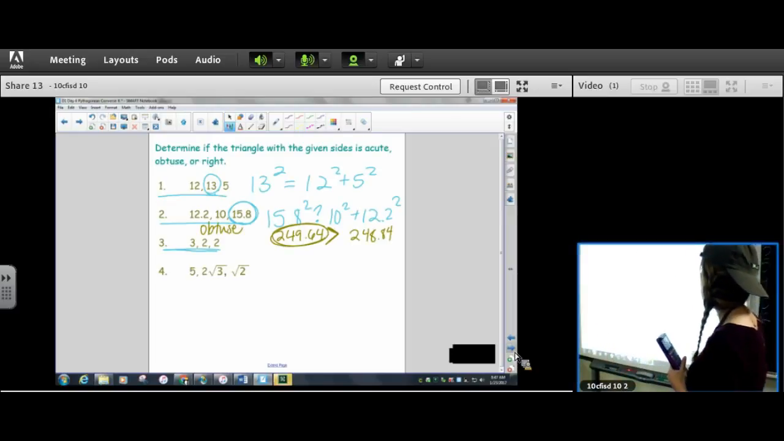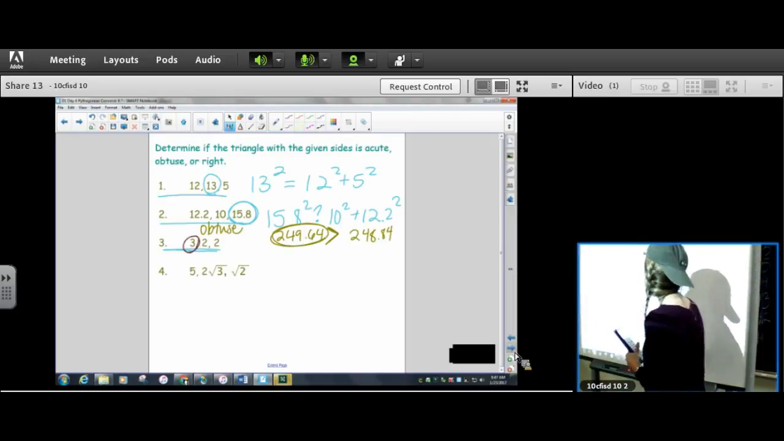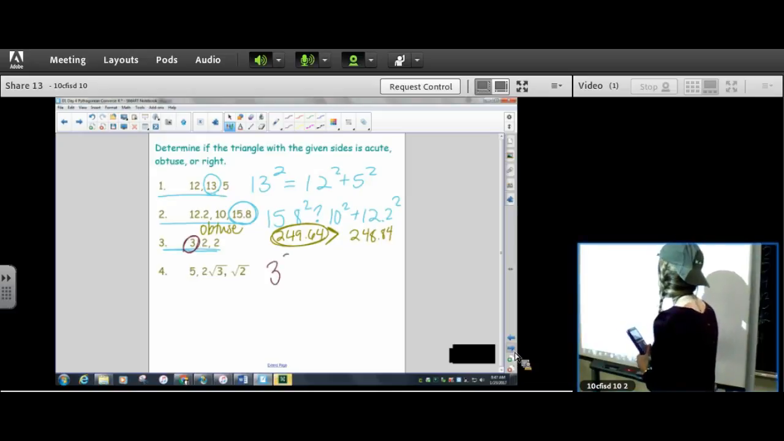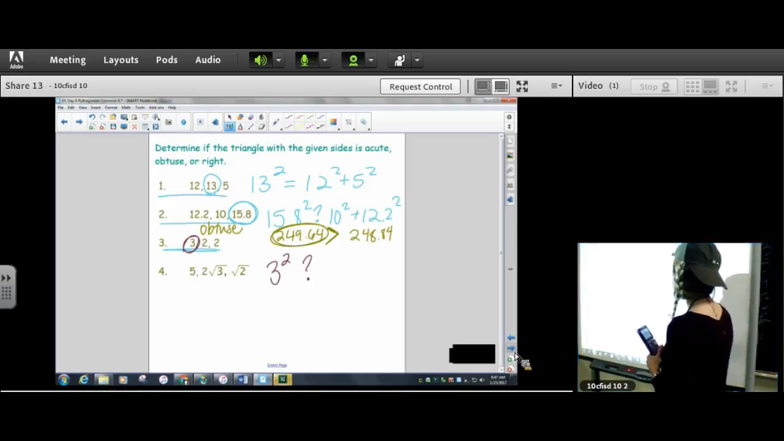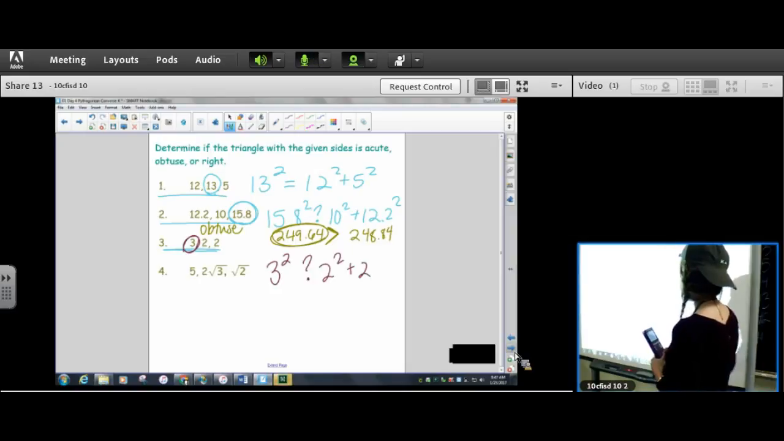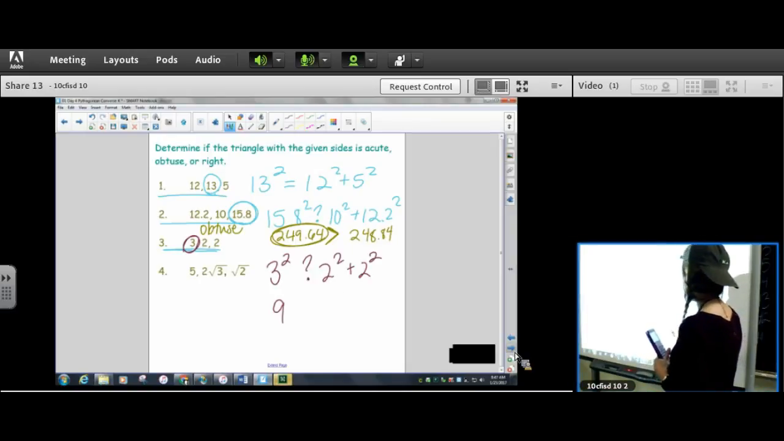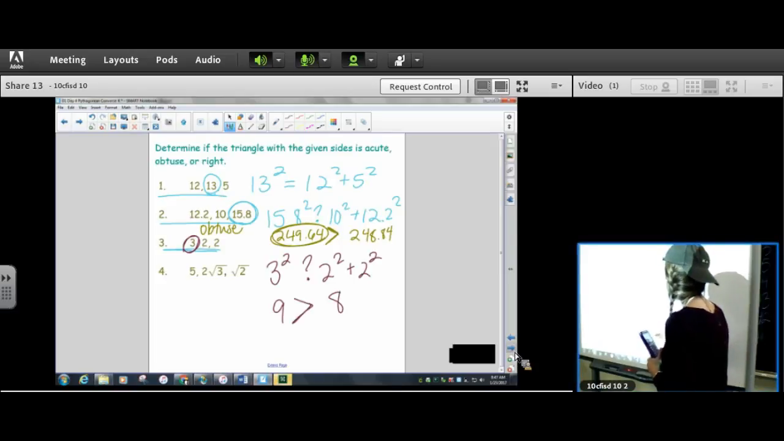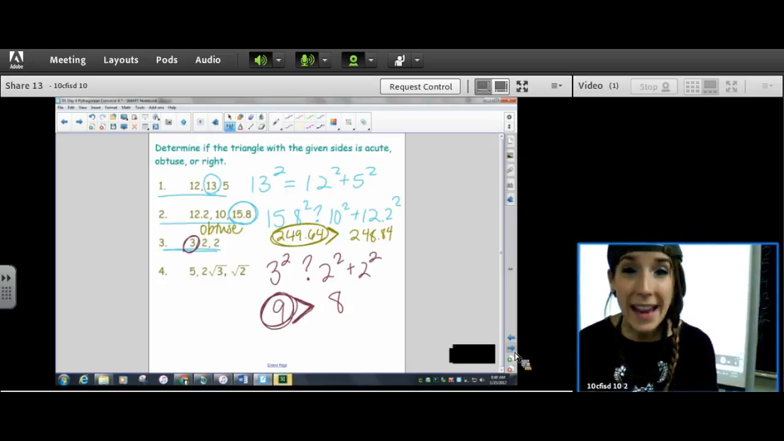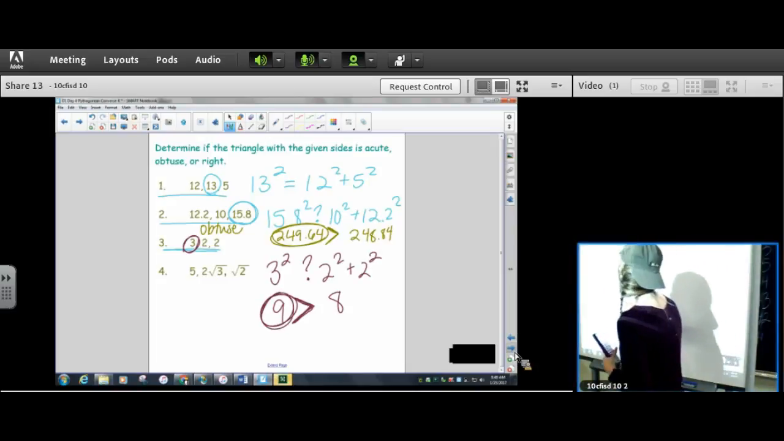Let's try the next one. Here's our C. C squared is, I don't know, compared to A squared plus B squared. 9 compared to 4 plus 4, 8. The inequality eats the larger number. This is our winner, winner, winner. C squared is greater than, so we had 2 obtuses in a row.